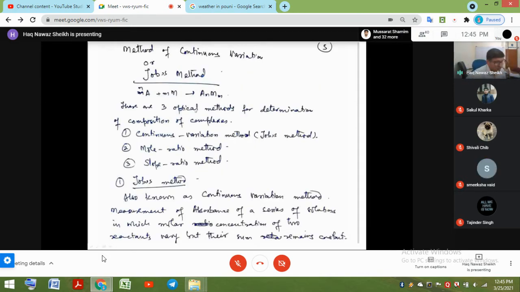Now there is the method which is mentioned by name in the syllabus, known as Job's method. This method is used to determine not only the stability constant of the complexes, but also the composition of the complexes.